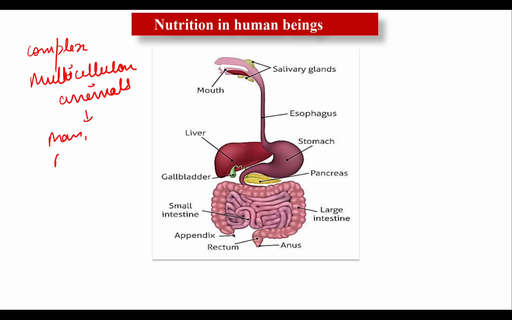Yes, man, grasshopper, fish, as well as frog. All these are different multicellular animals. And why am I writing "complex" here? Because their system is so complicated.